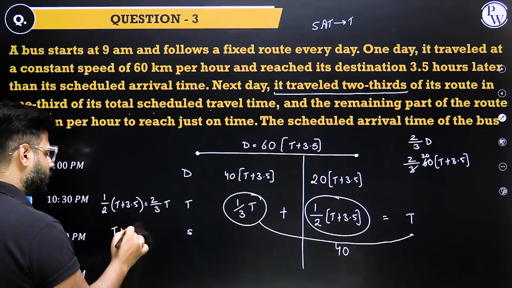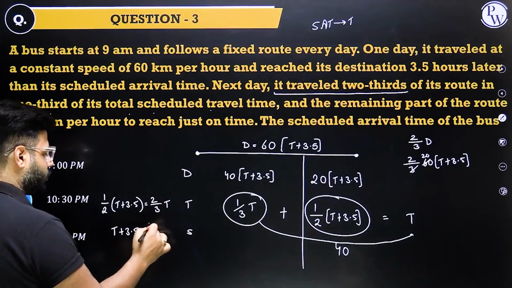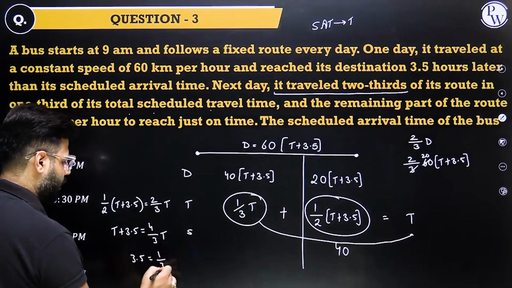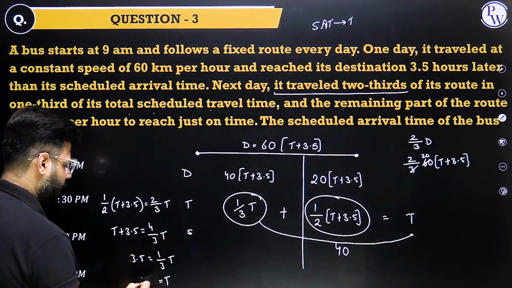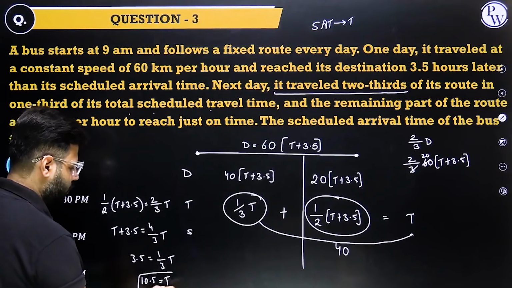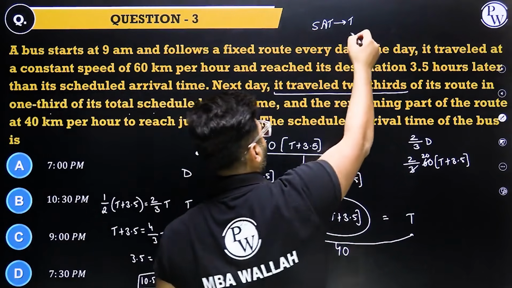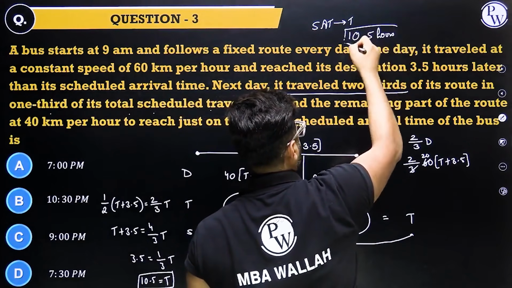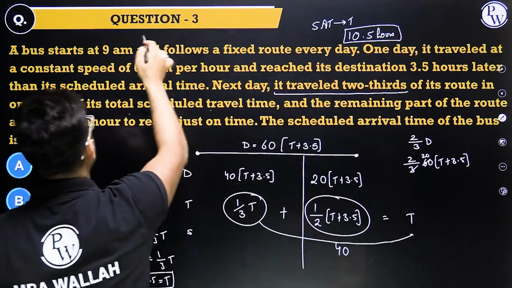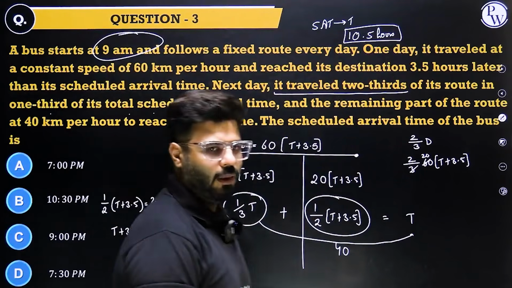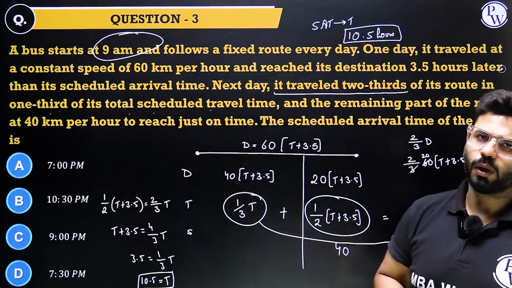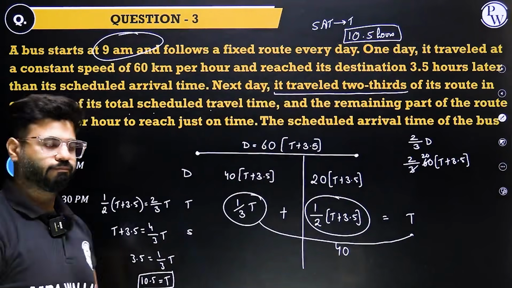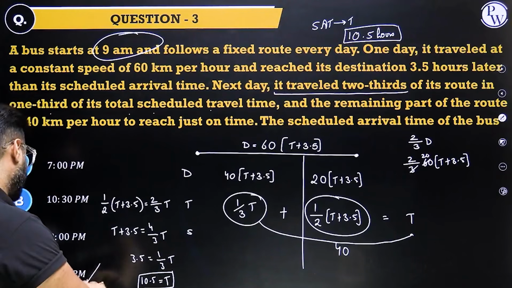That means t plus 3.5 equals 4 by 3t. 3.5 equals 1 by 3t, and t comes out to be 10.5. So that means your scheduled time is 10.5 hours, or 10 hours 30 minutes. You leave at 9, 3 hours you are at 12, remaining 7.5 becomes 7:30 p.m., right? So 7:30 p.m. Option D.